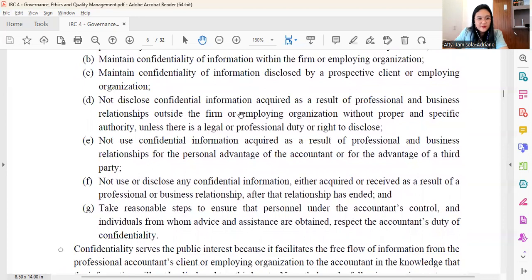You should not disclose confidential information as a result of professional and business relationships outside the firm or employing organization without proper and specific authority, unless there is a legal or professional duty or right to disclose.